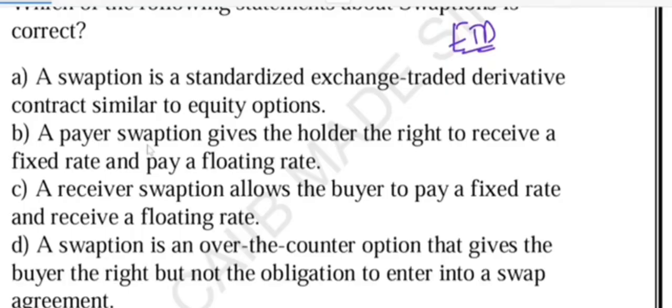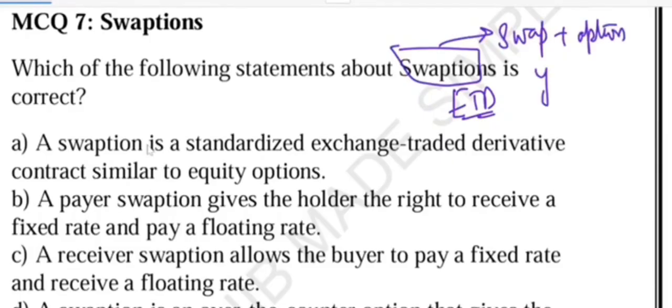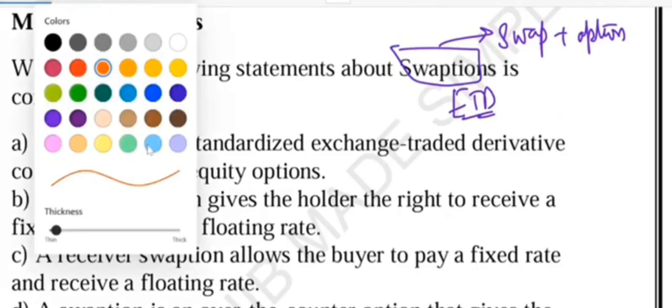So friends, let's first understand what a swaption is. If we talk about the swaption, it is a combination of two words: swap plus option. It means you are buying an option. So let us understand what this swap and option is.